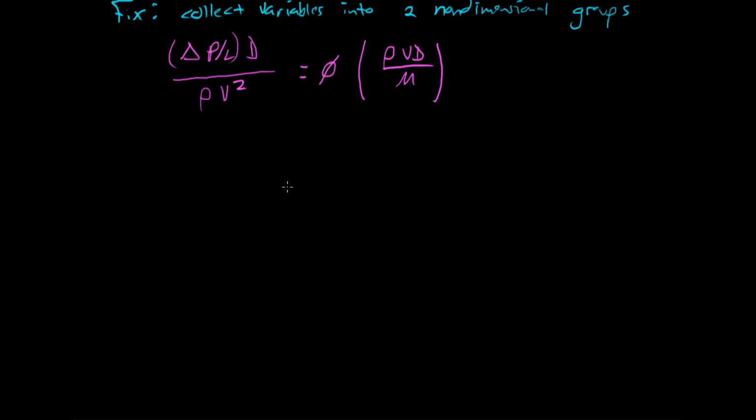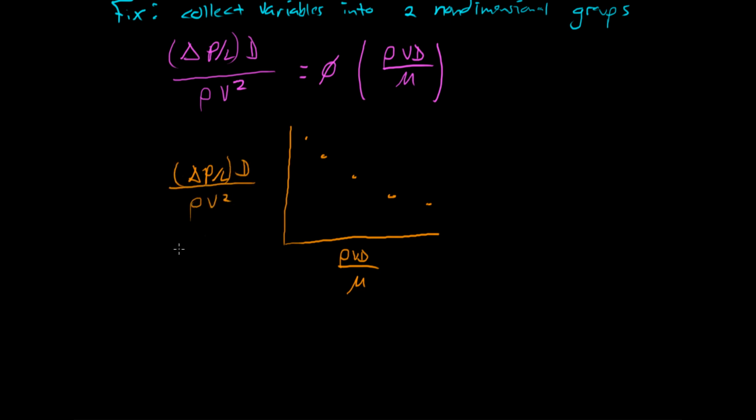Really, this whole analysis tells us where that came from. What's interesting here is now I can make a single graph. On this axis I put rho v d over mu. On this axis I put delta P over L times d over rho v squared. And again, I go out and I vary this bunch of parameters, and I measure this bunch of parameters, and I get myself a single graph, a single function.